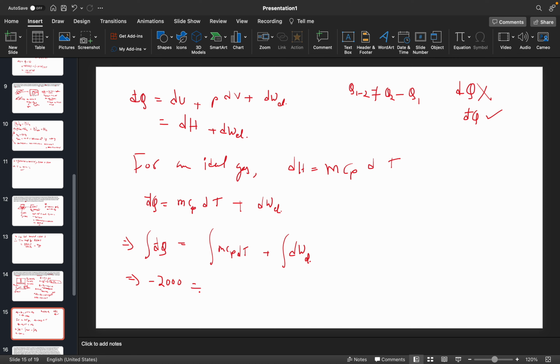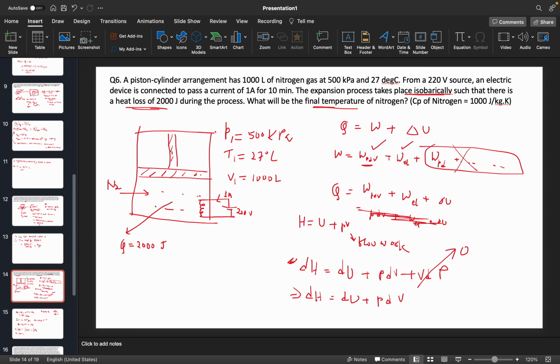Okay, now M is what? M is the mass of the ideal gas. Now what is our gas? Our gas is here nitrogen. So how will we calculate mass? We have P1, we have T1, we have V1. So PV equals MRT, and from that we can calculate the mass of nitrogen.